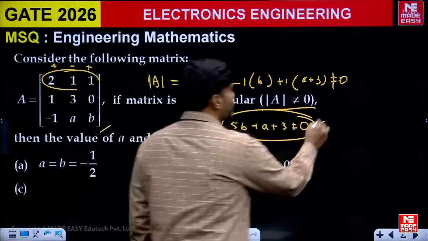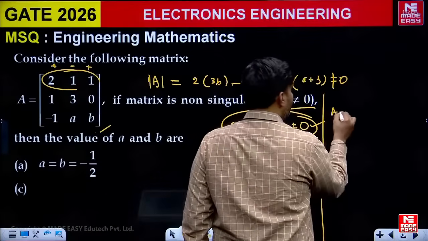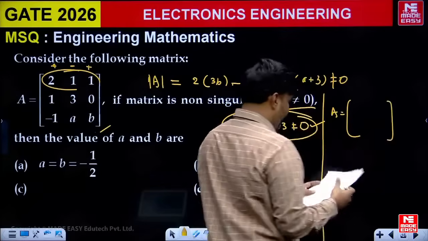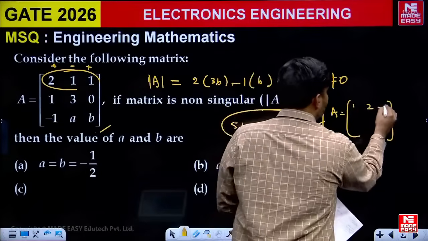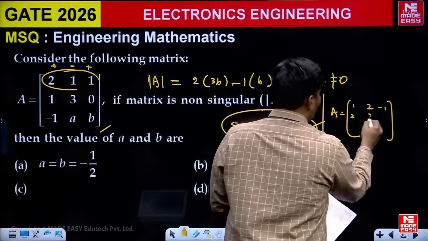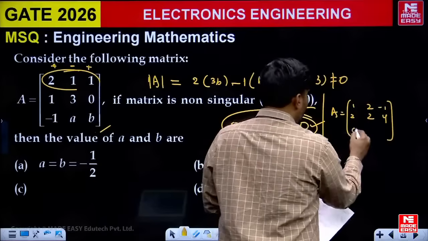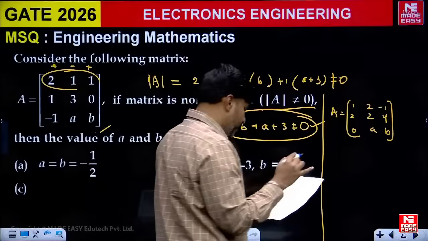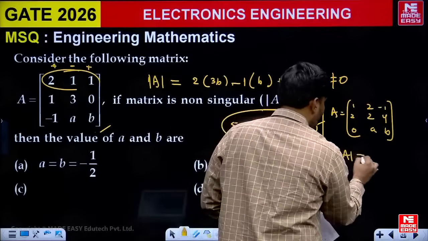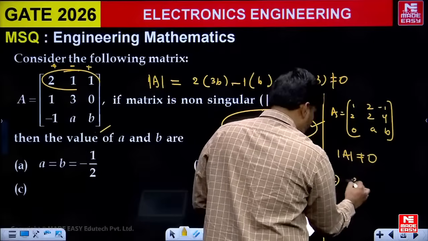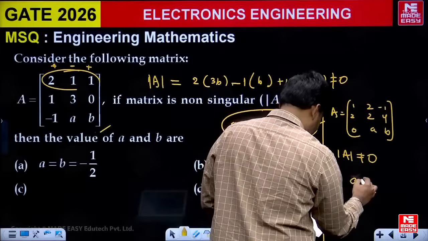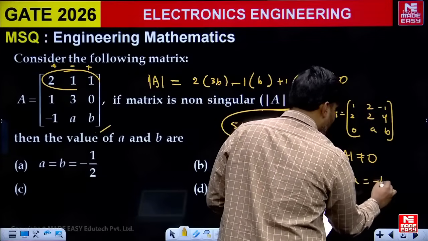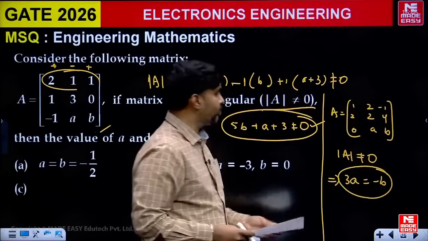But if the matrix is this one, please all of you check this matrix here. If this matrix is 1, 2, minus 1, then 2, 2, 4 and 0, a, b. If the matrix is this, then the determinant not equal to 0 gives the condition 3a is equal to minus b.